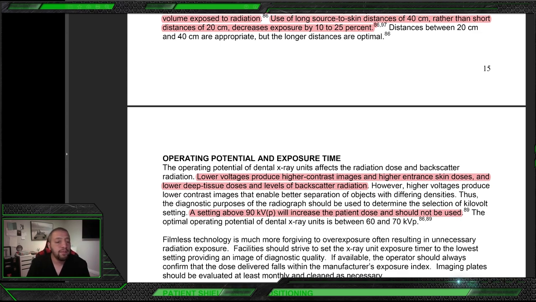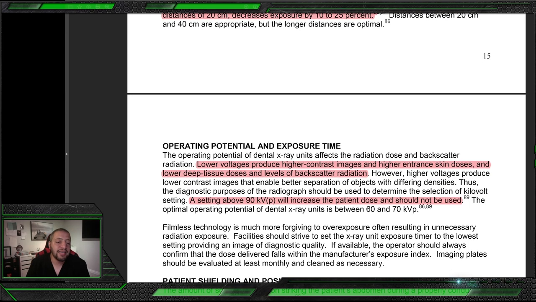Okay, and he's saying the numbers: a setting above 90 kilovoltage will increase the patient dose and shouldn't be used. The optimal operating potential for a dental X-ray unit is between 60 to 70 kilovoltage. So 60 to 70 is the number you should aim for.